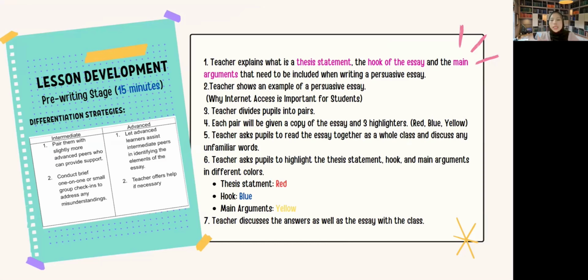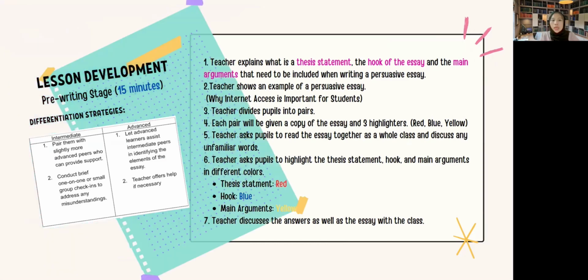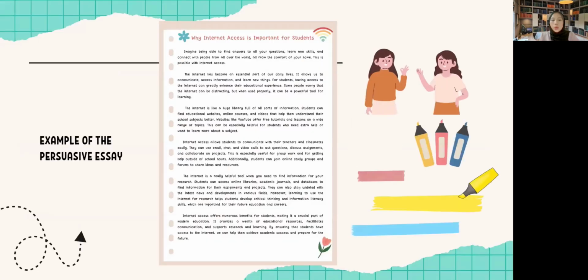Next, the teacher shows an example of a persuasive essay. This is the example essay that we provided to the students, entitled Why Internet Access is Important for Students. Having this example of a persuasive essay helps to demonstrate how to effectively apply the concept of the three components in a real essay. It also helps students to visualize what their work should look like.